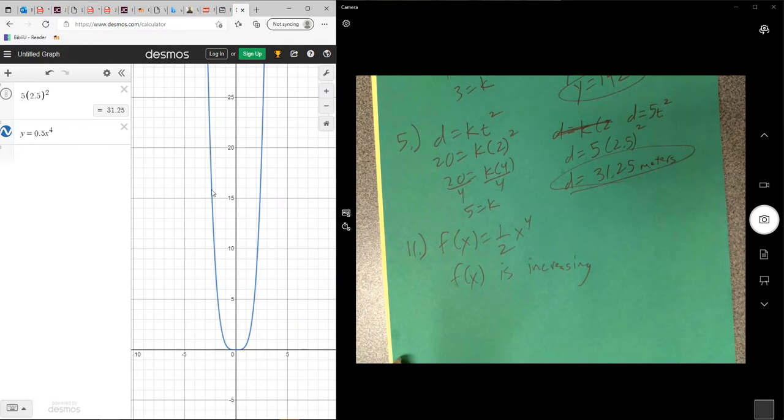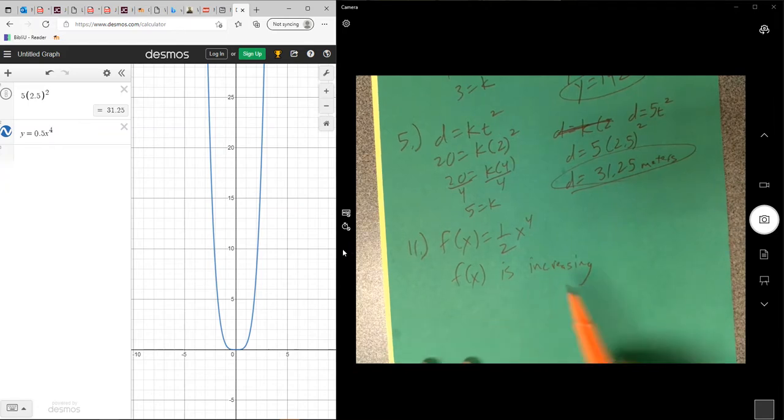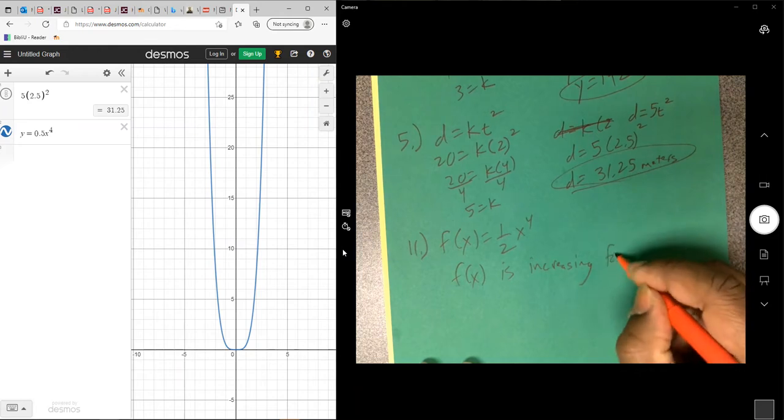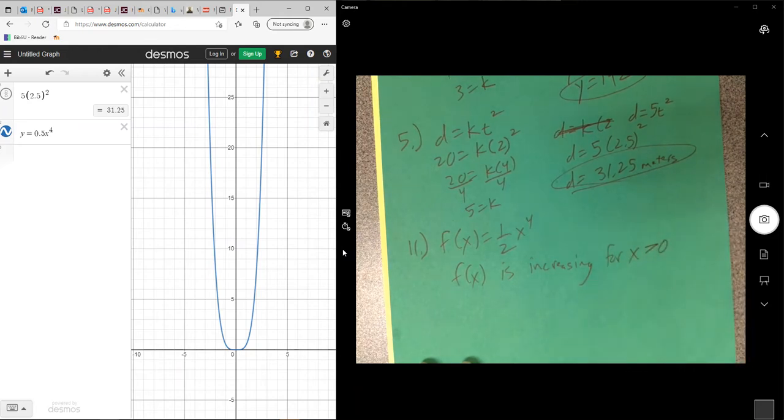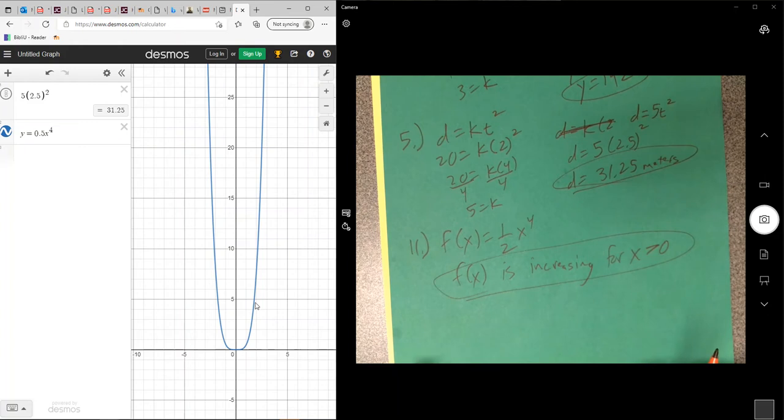So going from left to right, we notice the graph is going down. As x increases, the graph is going down from the left side. But then from the right side here, from 0, it starts going up for the x value. So basically, f of x, which is y, is increasing for x greater than 0. Because here, when x is 0, the graph is flat. The graph starts increasing as x gets larger than 0. So this right here is the final answer for problem number 11.